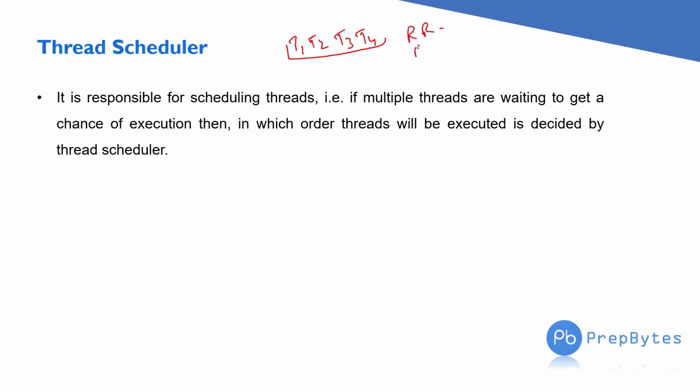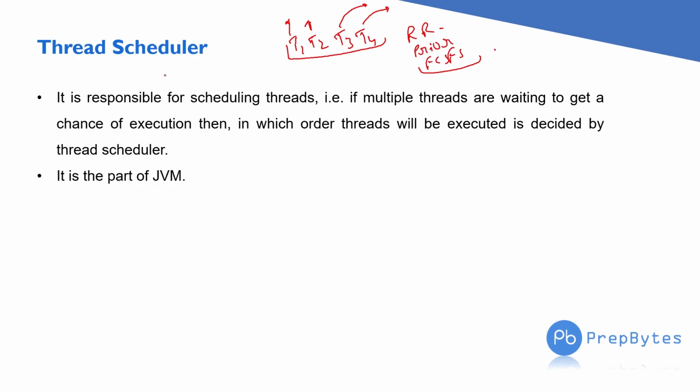Or whether it will be based on priority, that is, if T1 priority is high, it will be scheduled first. Then if T2 priority is second, it will be scheduled second. Or will it be FCFS? For example, if T4 came first, it will be scheduled. Then T3 came second, so it will be scheduled. That is first come first serve basis. Or it could be last come first serve basis. So algorithms are many. It depends on the underlying algorithm which thread will be scheduled by the thread scheduler.